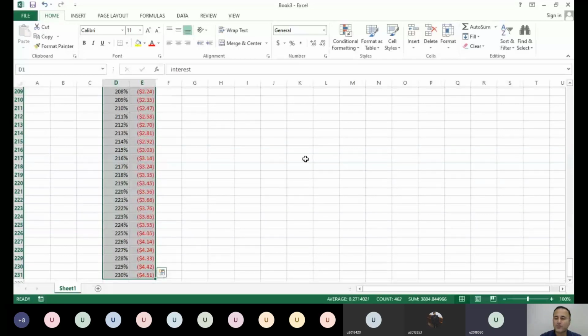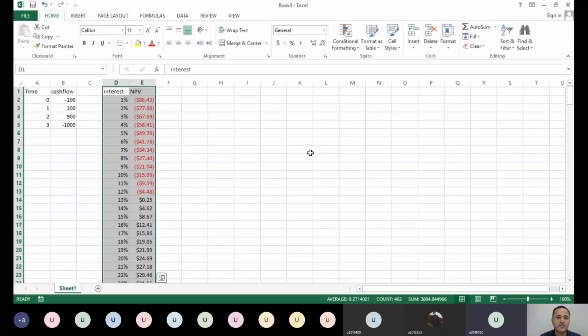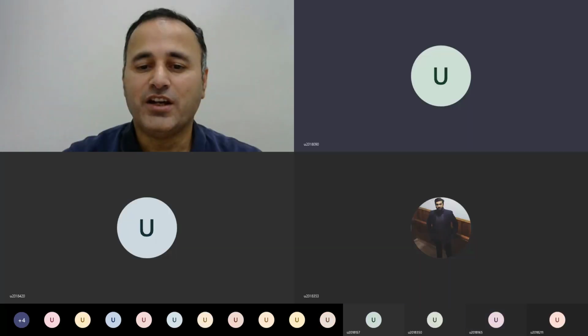I can select the whole series and then I can plot it. It froze again. This is very funny. Anyways, once you plot it, go to insert, and then you can make a line graph, and then you can visually see that there are 2 points which cross that 0 NPV line, and those 2 points are the IRRs for that particular project.